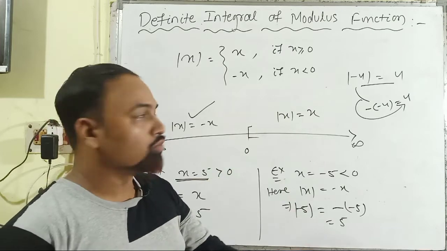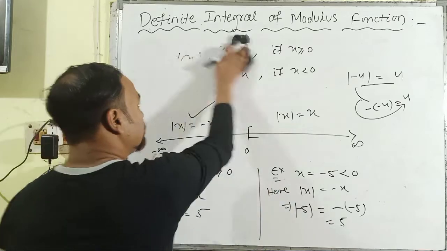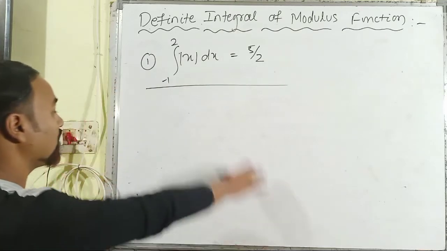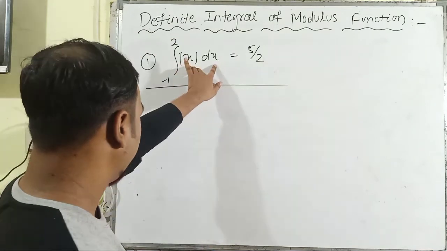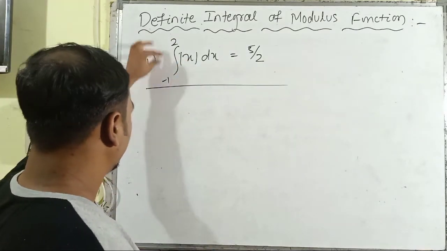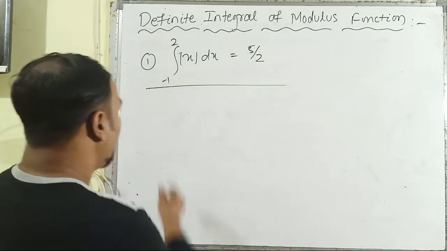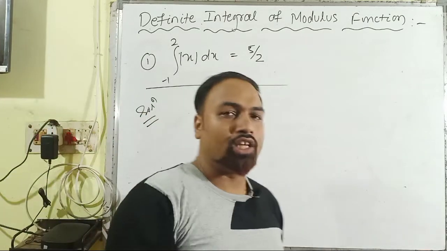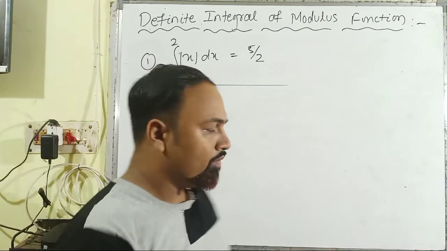Then let us solve some problems based upon the definite integral of modulus functions. Here is the first problem, and the given problem is like this. We have to find the definite integral of modulus of x with respect to x from the lower limit minus 1 to the upper limit 2. Before solving this problem, first of all we have to find the point at which the characterization of the function changes towards the right hand side and towards the left hand side.